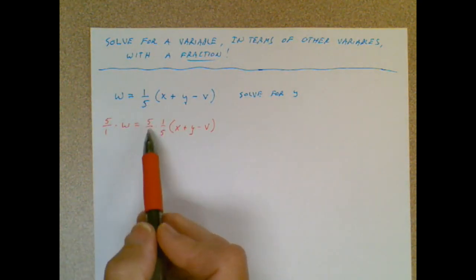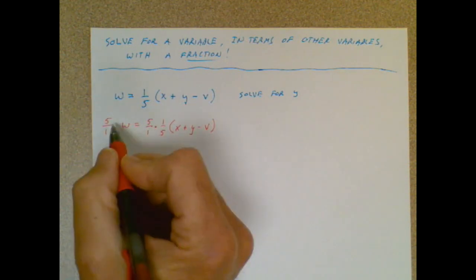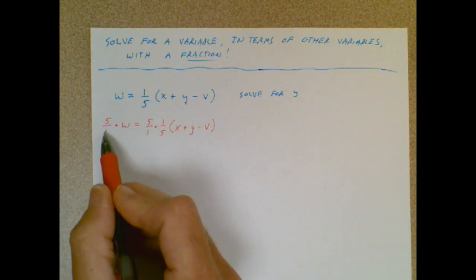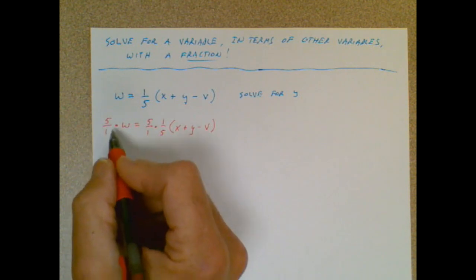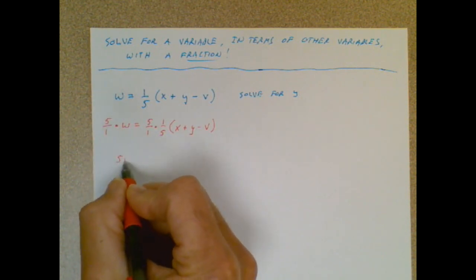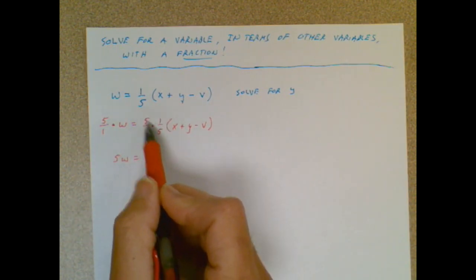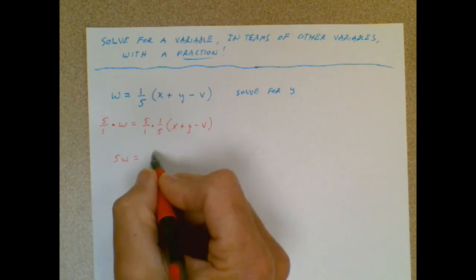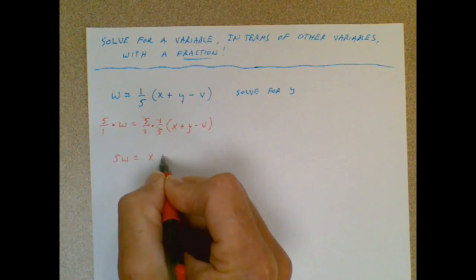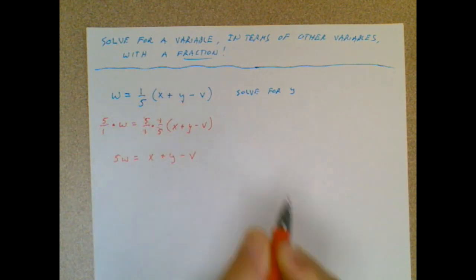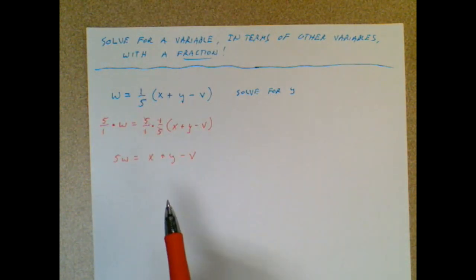This reciprocal of 1/5 is 5 over 1, so I multiply the left-hand side by 5 over 1, and to be fair and keep things in balance, I multiply the right-hand side by 5 over 1. So 5 over 1 is just really a 5, so I get 5w, and here's the miracle. 5 over 1 times 1 over 5 reduces or multiplies to 1. So reduce, reduce. And I get x plus y minus v. So multiplying by the reciprocal caused me to get rid of that fraction.